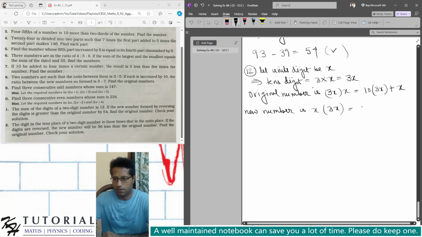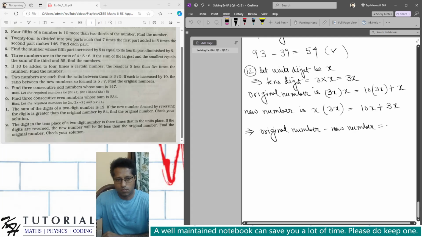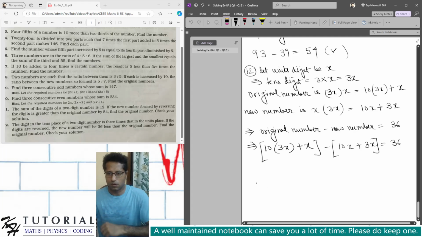If we expand this, it will be 10x plus 3x. And it is given that the new number is 36 less than the original number. So original number minus new number is equal to 36. This implies the original number is 10 into 3x plus x, and the new number is 10x plus 3x. So this is equal to 36. This is the equation we have formed, and we have to solve for x.